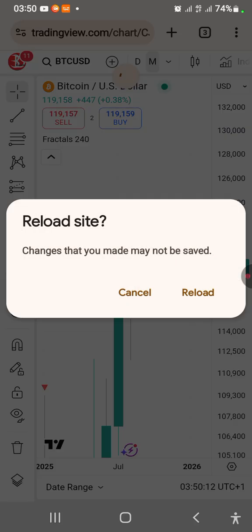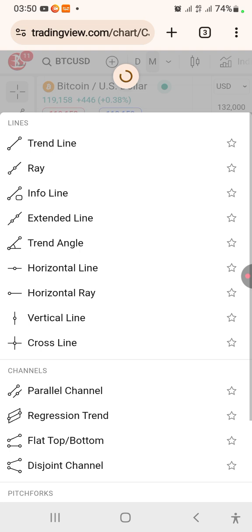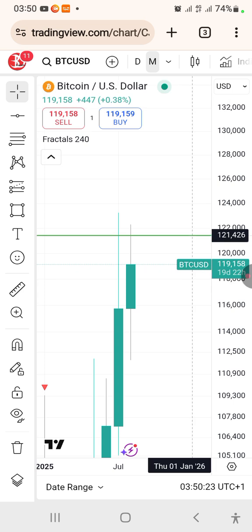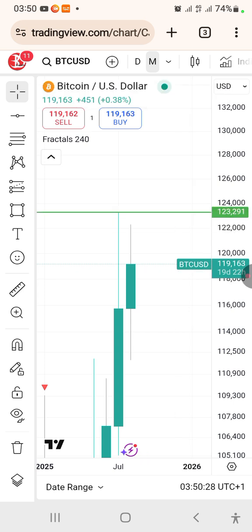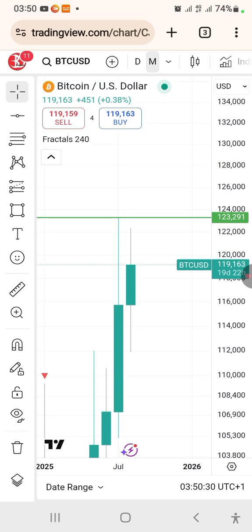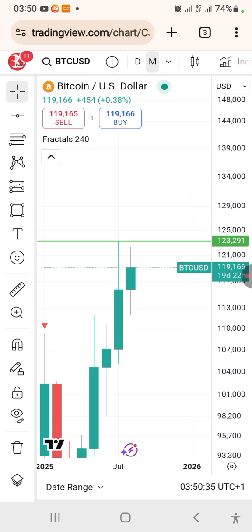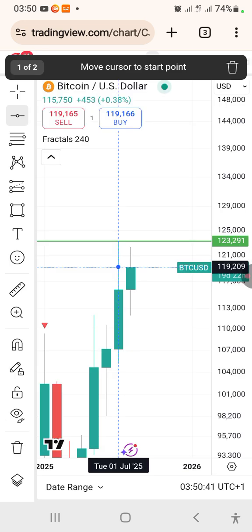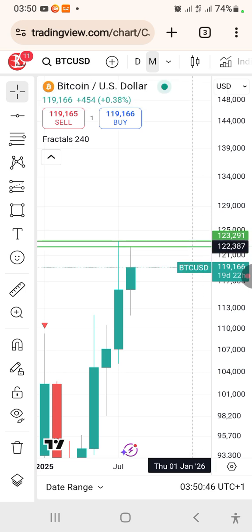Now let's take a horizontal line. Now you can see I'm resting this horizontal line on the previous candle. This is our time frame. Now if I want to get the zone, I'll bring another horizontal line, rest it on the shadow of this present candle.